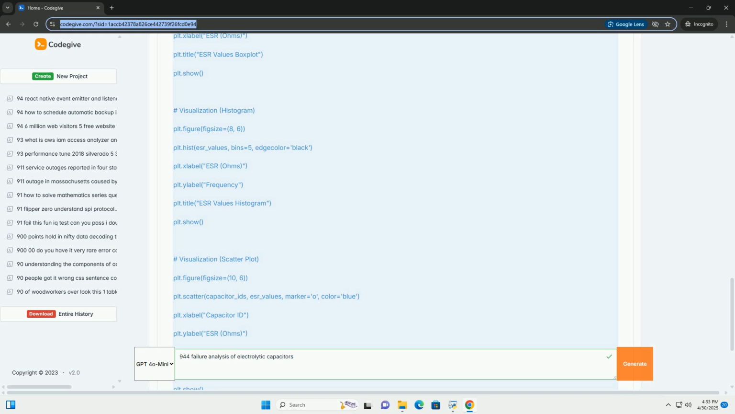7. Conclusion. Failure analysis of electrolytic capacitors is a critical skill for anyone working with older electronics. By understanding the common failure modes, learning how to test capacitors effectively, and using data analysis techniques, you can troubleshoot and repair circuits with greater confidence. Remember that proper replacement with high-quality components is essential for ensuring the long-term reliability of your repairs. Good luck with your 944.